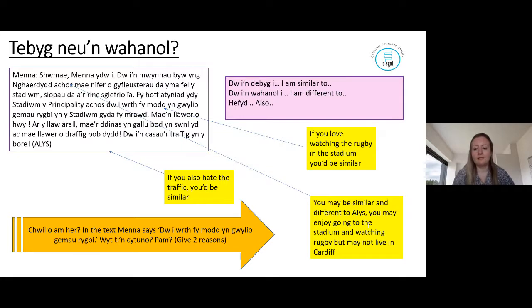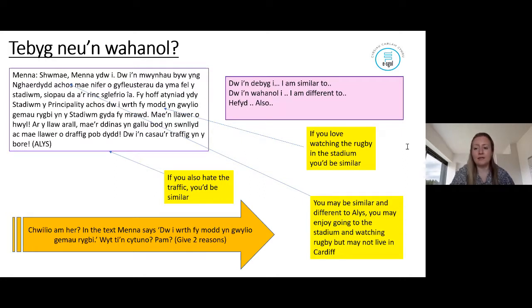Okay, let's have a look here as well. I fod yn honest, dwi'n wahanol, achos mae'n gas gyda fi. I am different because once again, I don't like watching rugby this time. Mae'n gas gyda fi, I hate watching rugby. Fodd bynnag, another lovely idiom. Fodd bynnag, however, dwi'n debyg, I'm similar, achos dwi'n casau'r traffig. And once again, an extension, mae'r traffig yn wastraff amser. Traffic is a waste of time.